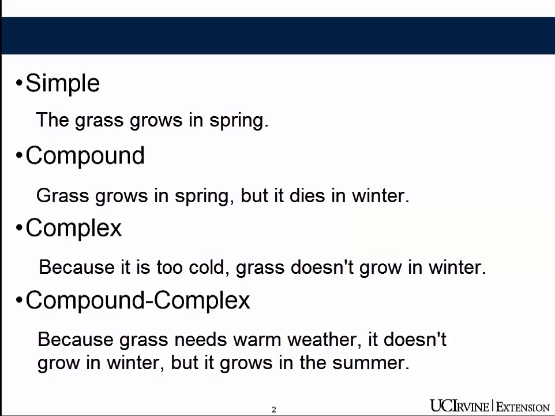The fourth type of sentence is compound complex. Compound complex means that it is both compound, that means it has 2 independent clauses, and it's complex, so it also has a dependent clause. In this sentence, we start with the dependent clause, and then we have 2 independent clauses. So right there we have 4 different kinds of sentences. You need to mix these types in your writing.